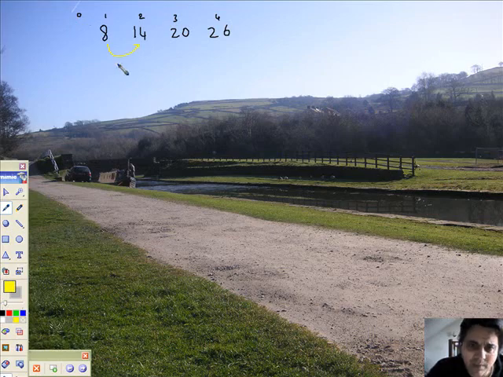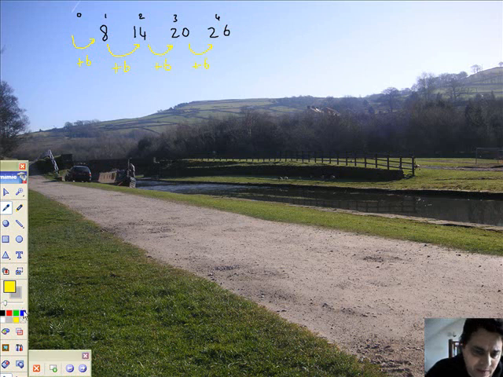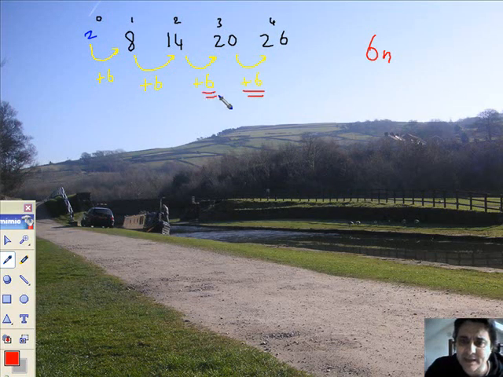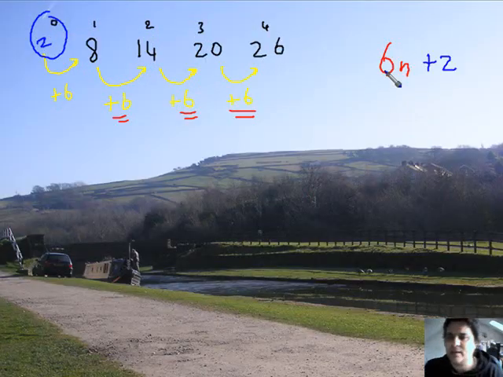Right, what's happening? Well, 8 plus 6 makes 14. 14 plus 6 makes 20. 20 plus 6 makes 26. So, what number plus 6 makes 8? Straightforward, isn't it? 2 plus 6 makes 8. So, what have I got so far? I have got a 6n rule because I keep adding 6 term to term. It's a 6n rule. And, working in blue now, I must add 2 because that is the 0 term just there. Alright, let's just test it out.